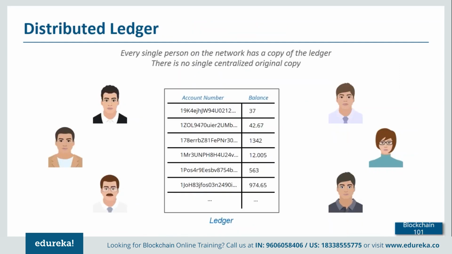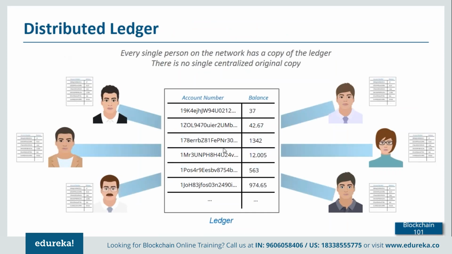Now, as I had mentioned here, we use a distributed ledger. What I mean by distributed ledger is that everyone who's part of the system gets a copy of the ledger. And there's no central ledger system existing, because it's distributed across everyone who's part of the blockchain system.